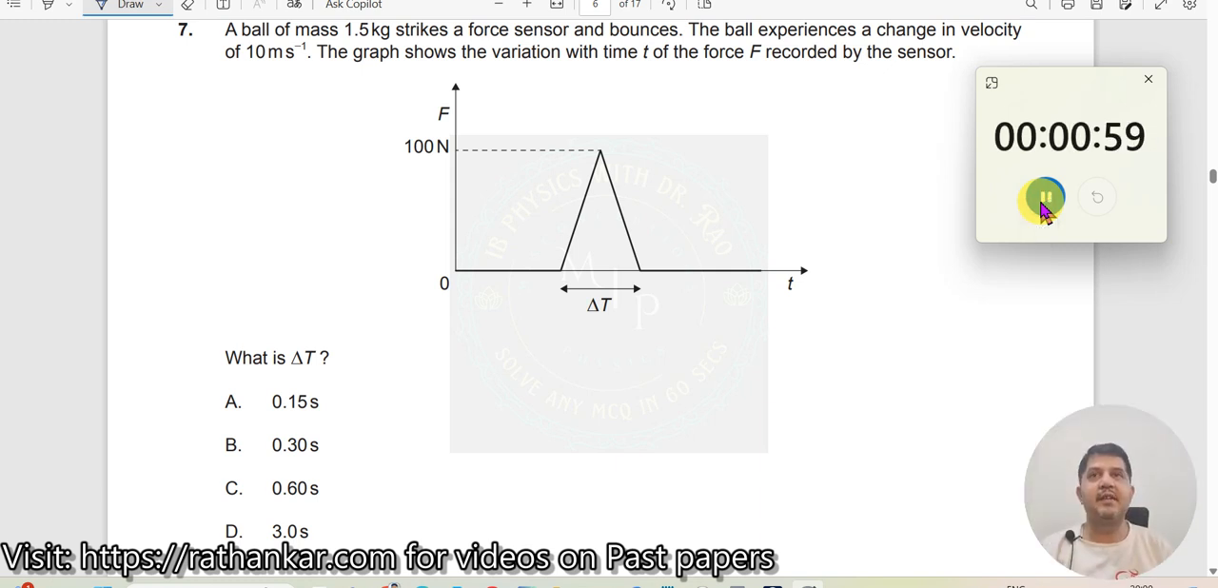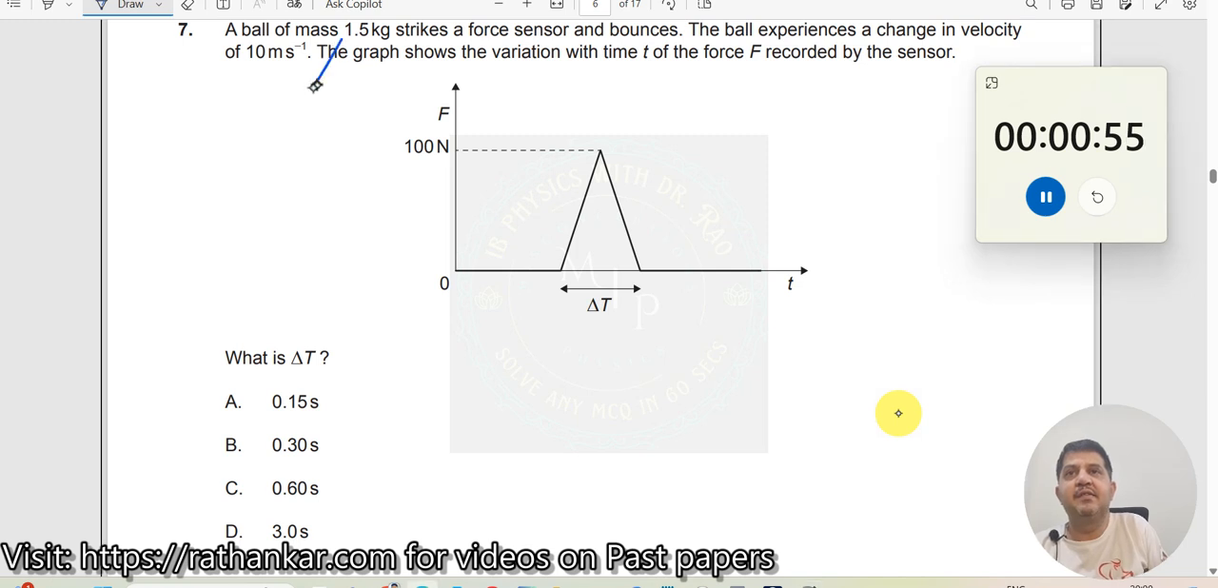Question number 7. A ball of mass 1.5 kg, this mass is given here, strikes a force sensor and bounces. The ball experiences a change in velocity of 10 meters per second. Change in velocity delta v is given here. The graph shows the variation in time t of the force F recorded by the sensor. The F-t graph is given over here.